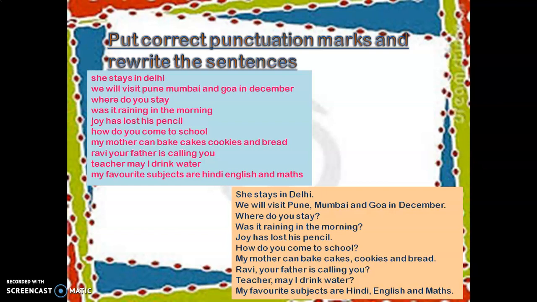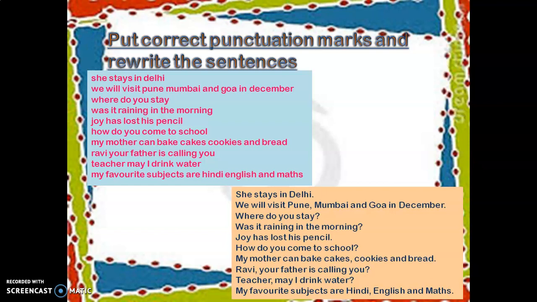Similarly, Joy has lost his pencil. J of Joy will be capital and there will be a full stop at the end of this sentence. How do you come to school? H of this sentence will be capital and we'll put a question mark at the end of this question. My mother can make cakes, cookies and bread. M of this sentence will be capital. Then after cakes we'll put a comma and at the end we'll put a full stop.